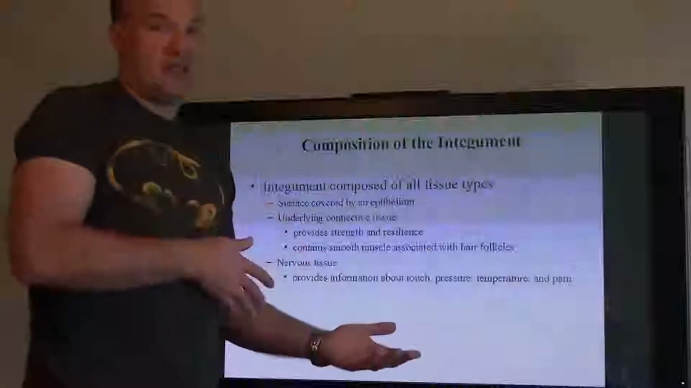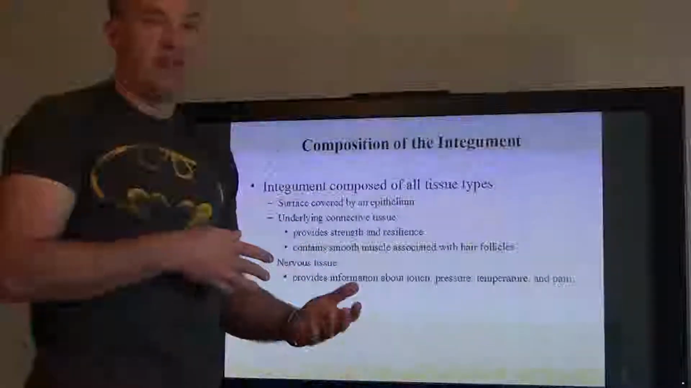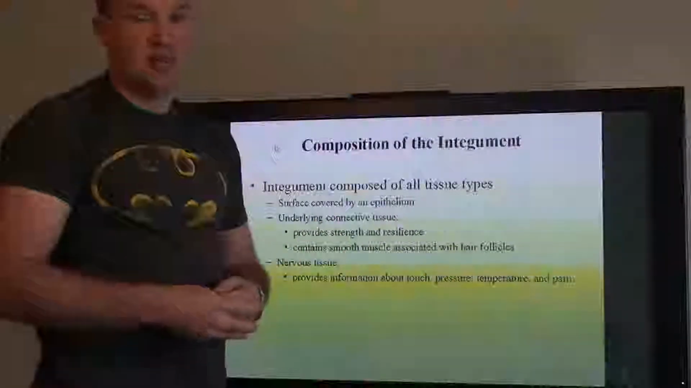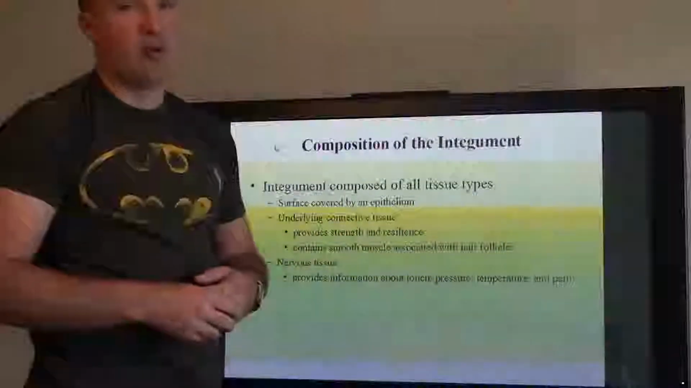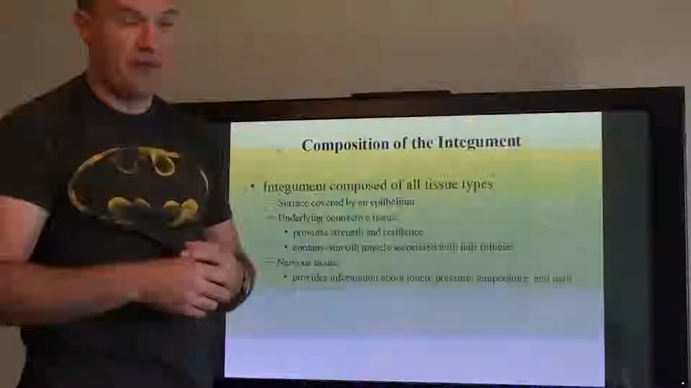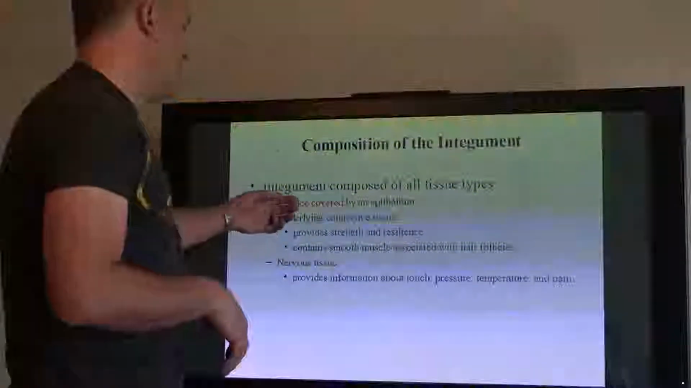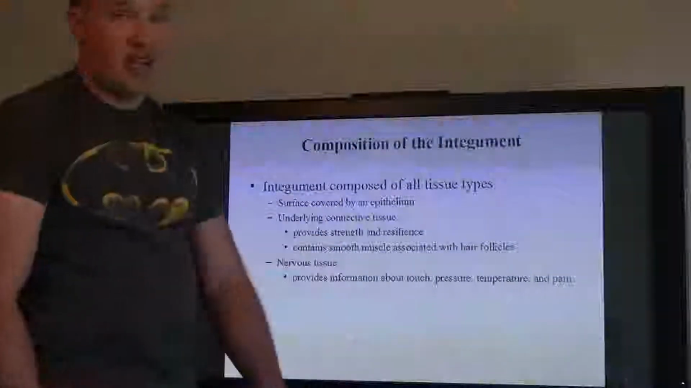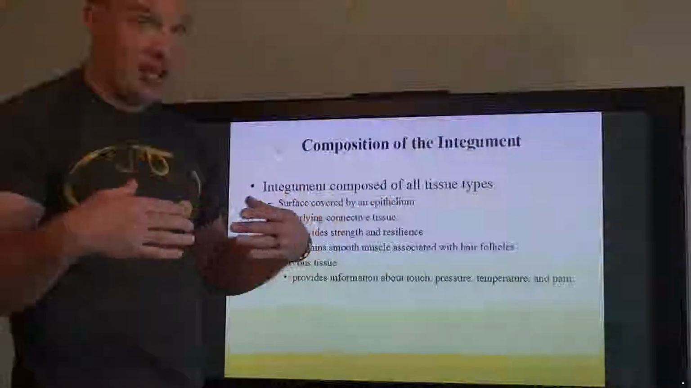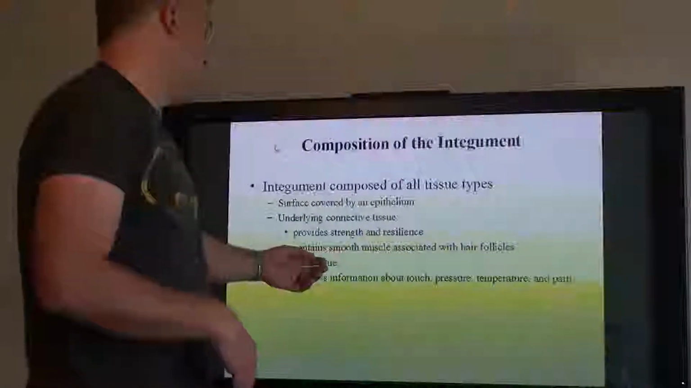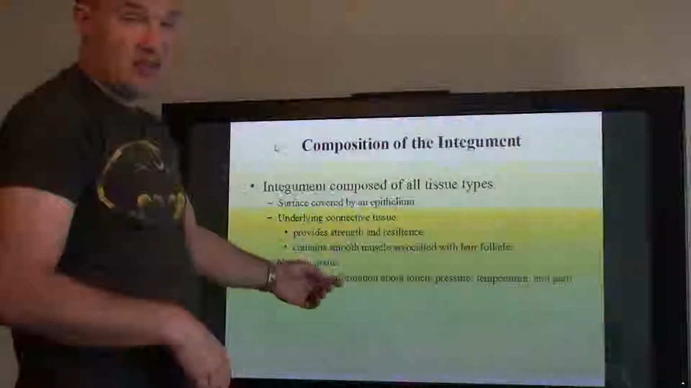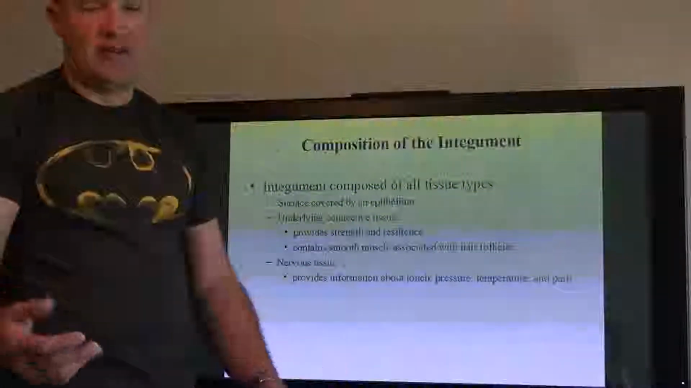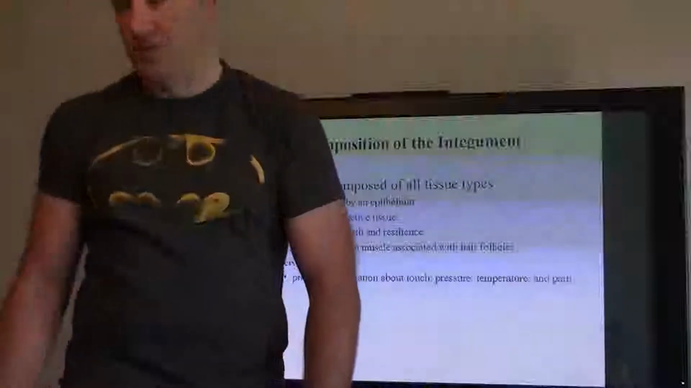Realize that in Chapter 5 we talked about the 4 types of tissue. The skin, the integumentary system, is comprised of all 4 of those types of tissues. This is one of the few places where we find that. You've got epithelial tissue that covers the surface. We've got connective tissue underneath it that connects it to the systems deeper to it. We also have muscle tissue in the piloerector hairs. And finally, we have nervous tissue providing information about things like pressure and temperature.